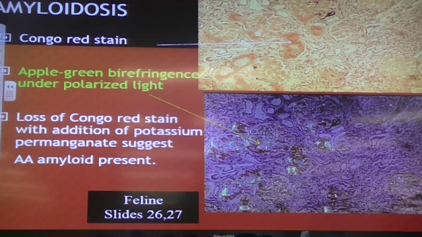So everybody get that? So Lugol stain on the necropsy floor, Congo red stain we use when we make our microscopic slides.